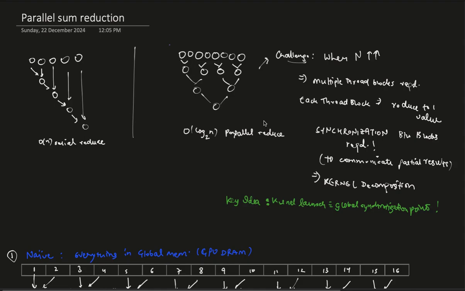Sum reduction today. The problem is that we essentially want to compute the sum of a given array. The way we would do this in a normal CPU serial implementation is we would iterate over the array. Let's say this is the n-sized array. We would iterate over the array and keep a sum variable, and each time we encounter an element, we add that element's value to the sum and iterate over the entire array. So we have an order of n serial reduction.